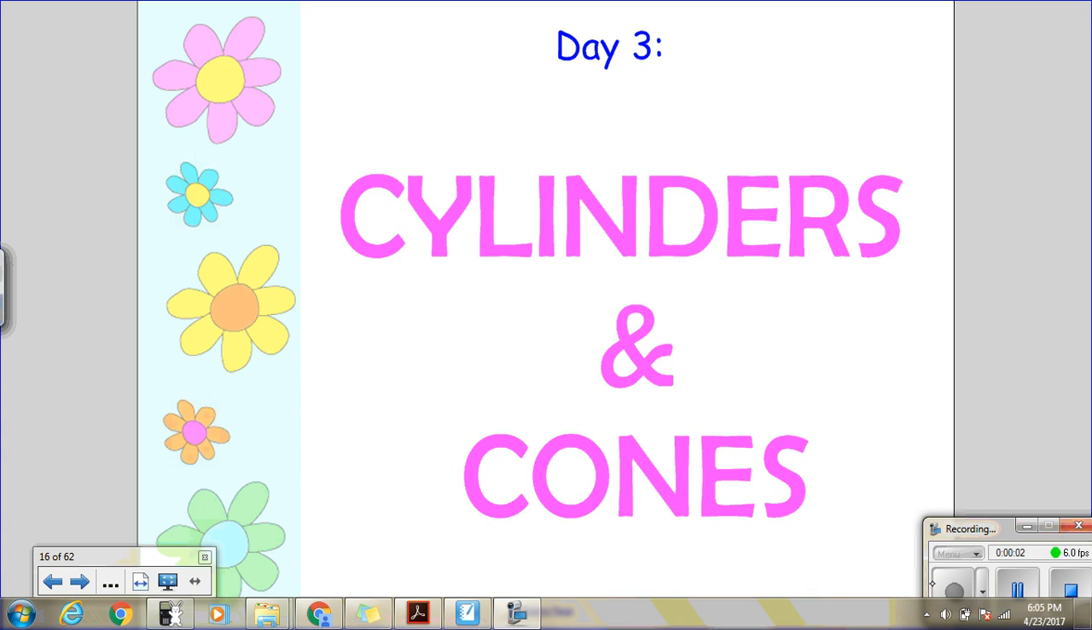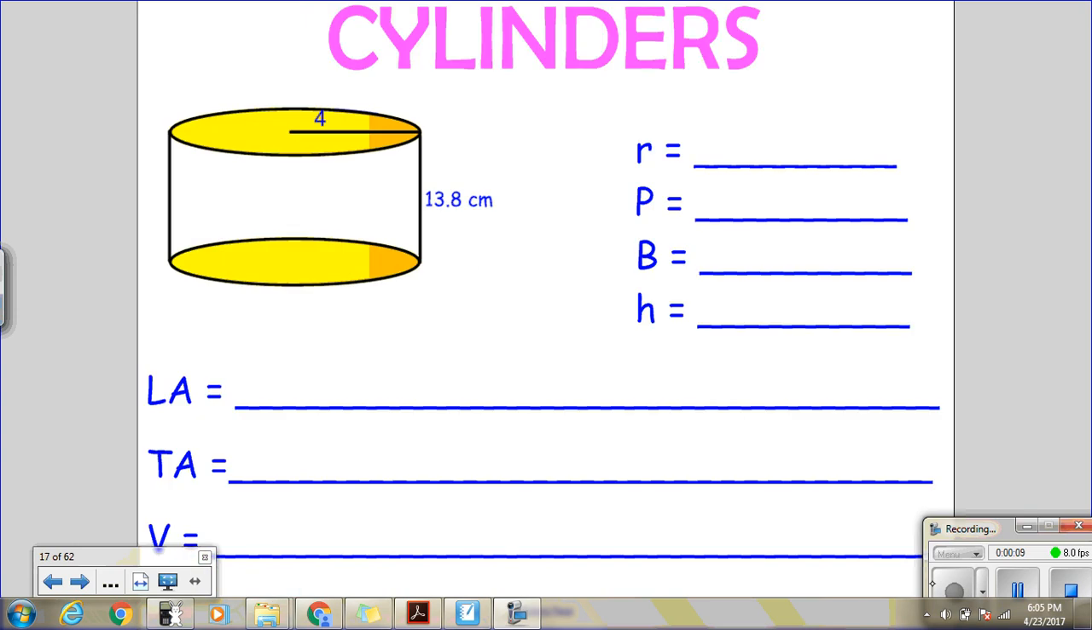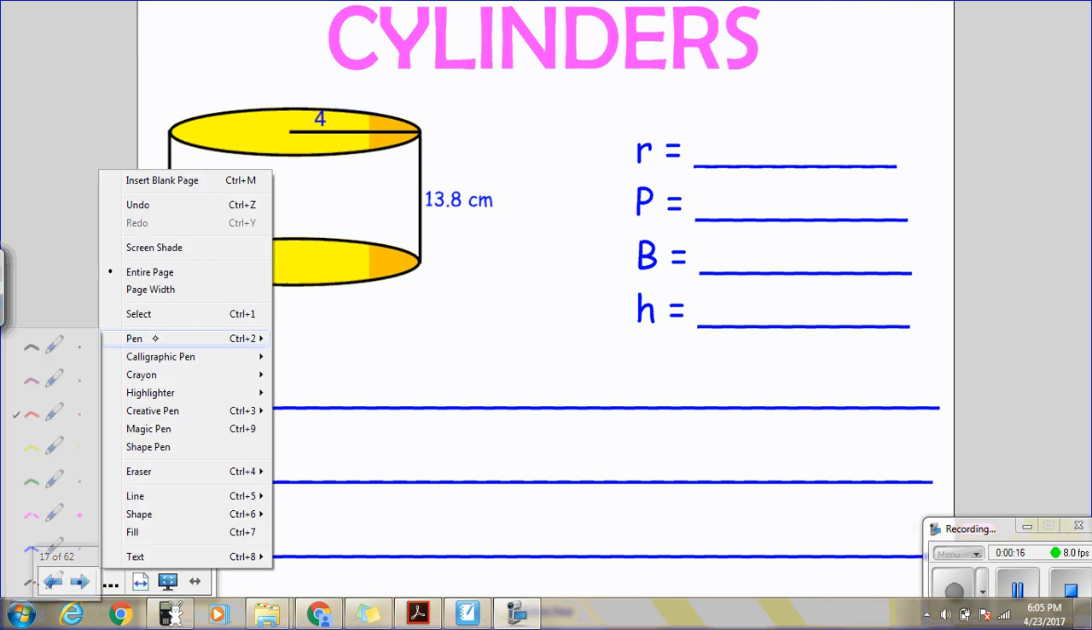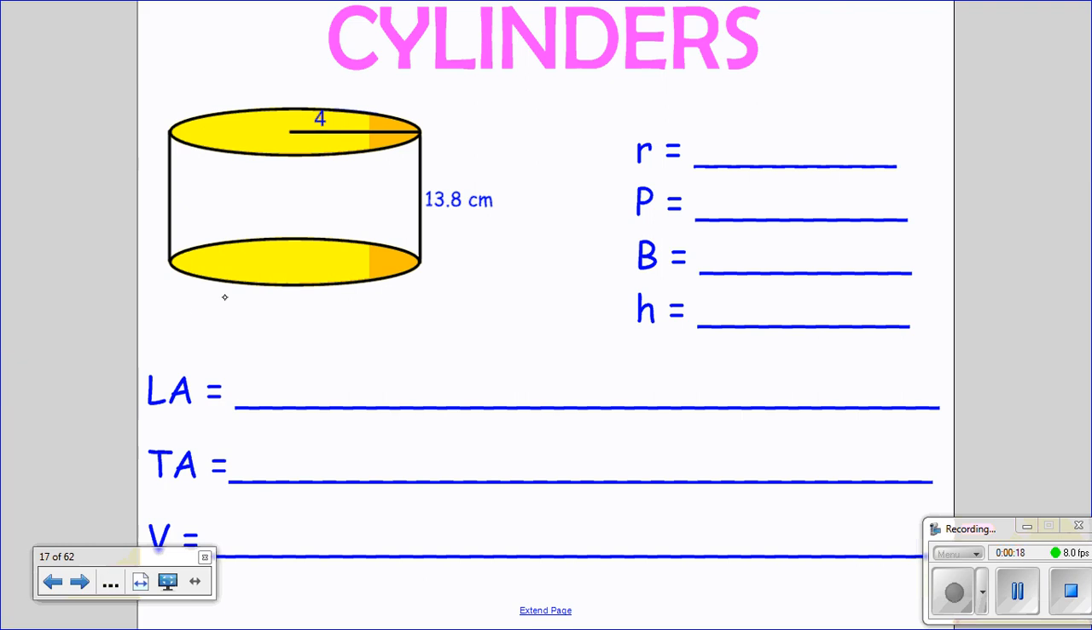Unit 12, Day 3, we're going to talk about cylinders and cones and finding the surface area and volume. For the cylinder, we need the radius. Radius is given to us on our picture and it is 4 centimeters. Perimeter for a circle is circumference, and the formula for circumference is 2 times pi times radius.